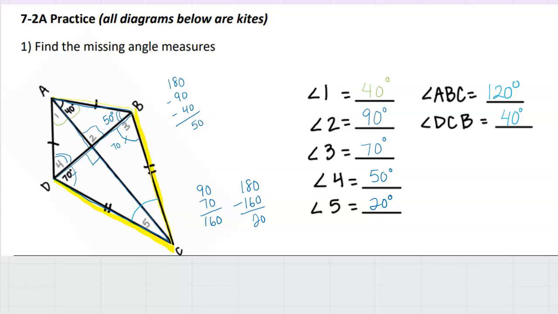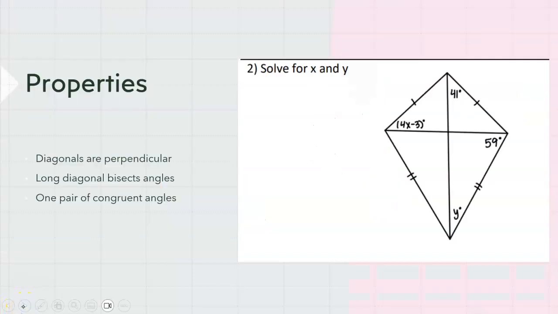Okay, it's a lot of properties, but don't try to keep them all straight. Refer to your notes as you're doing this.